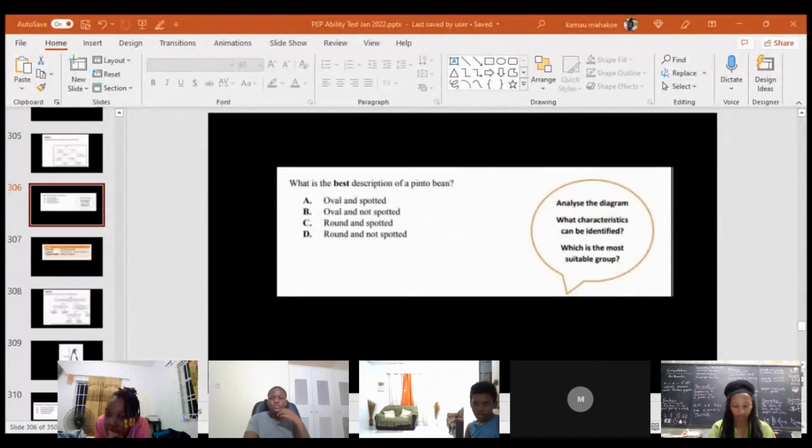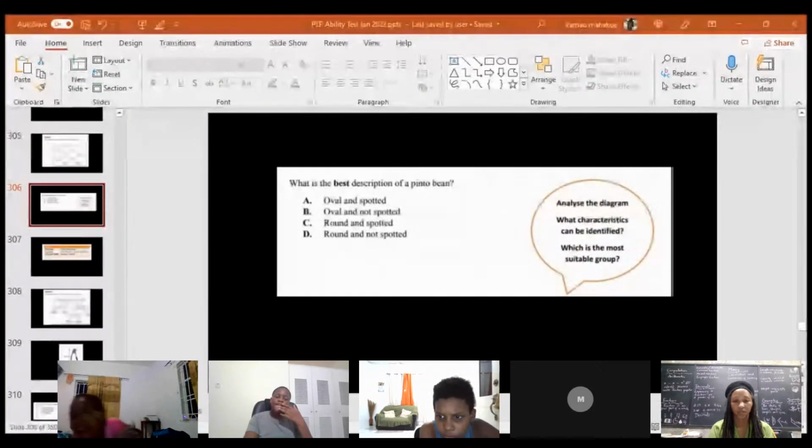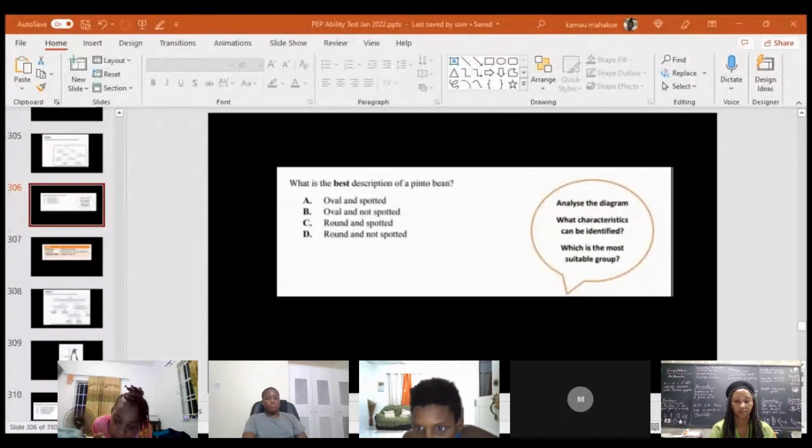Okay, miss. Should I read the stuff in the bubble? Right. Analyze the diagram. What characteristics can be identified? Which is the most suitable group? What is the best description of a pinto bean? A, oval and spotted. B, oval and not spotted. C, round and spotted. Or D, round and not spotted.